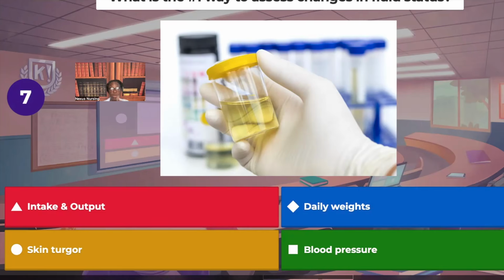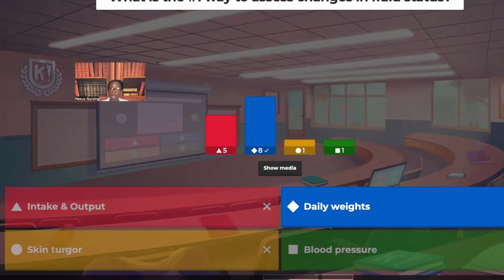By the way, guys, those three conditions that I just mentioned to you, you also need to know for NCLEX. Those are conditions where you're going to be very closely monitoring the patient's fluid status. Daily weights. Very good. You are going to take that patient's weight using the same type of scale, same type of clothes, same time in the morning. Okay? Daily weights.